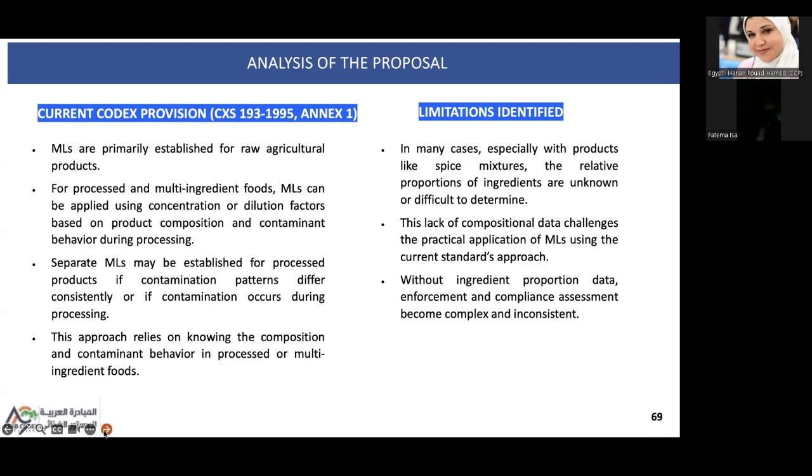That's why, in regard to the parameters to reduce this matter, in many cases, especially with products like spice mixtures, the relative proportions of ingredients are unknown or difficult to determine. This lack of compositional data challenges the practical application of MLs using the current standards approach. Without ingredient proportion data, enforcement and compliance assessment become complex and inconsistent.